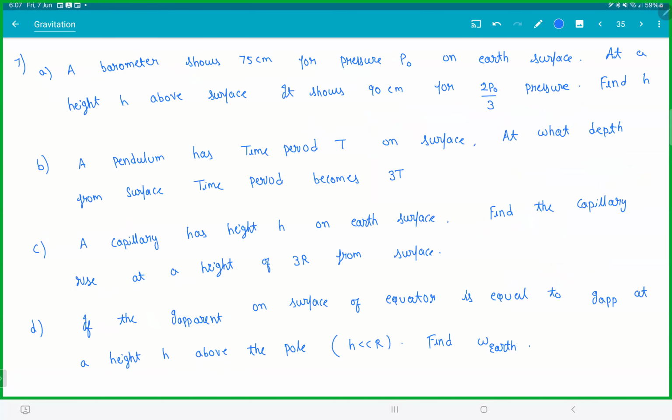Third one, capillary height H, at height 3R. What is the height of the capillary? Keep going. These are standard BITS level, mains level questions. Everyone should try. Give it a try.